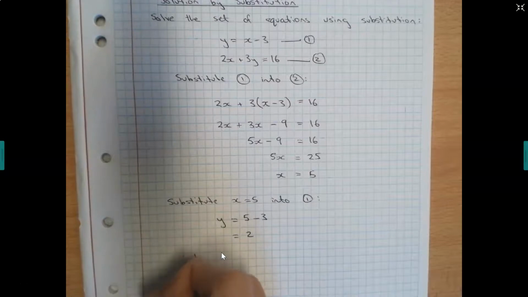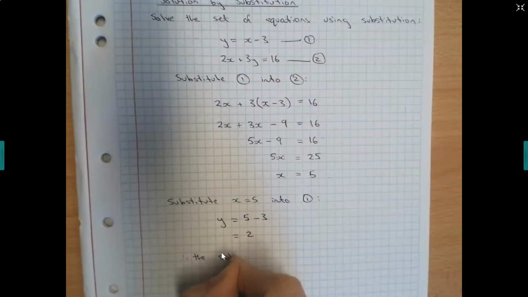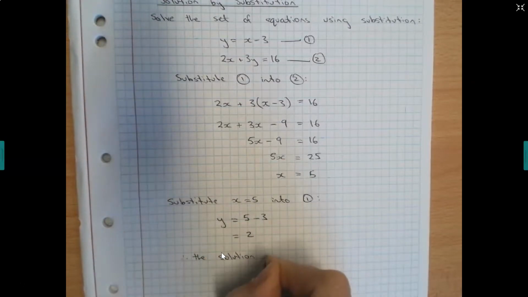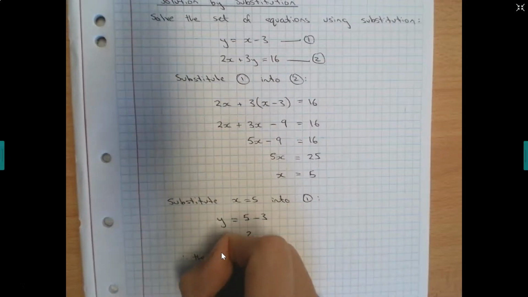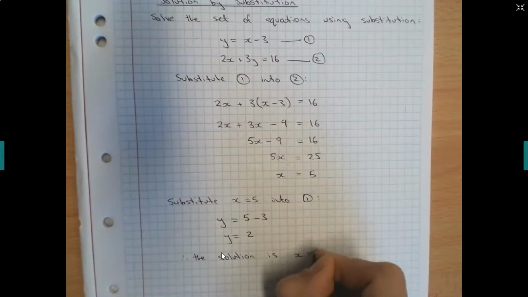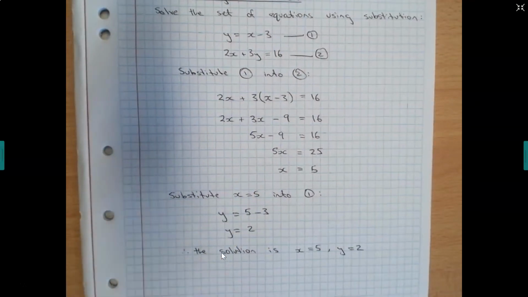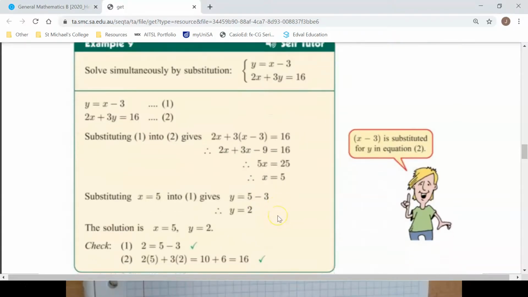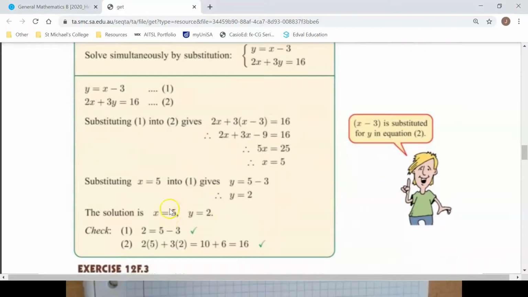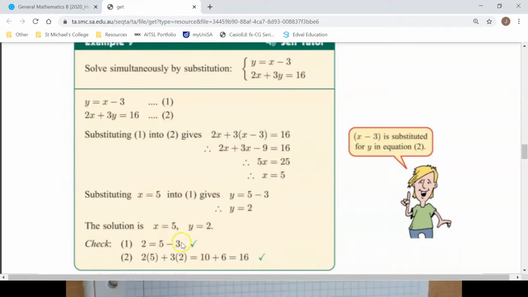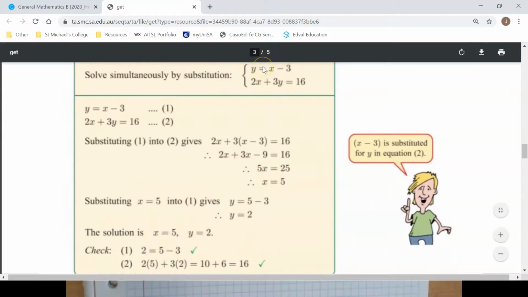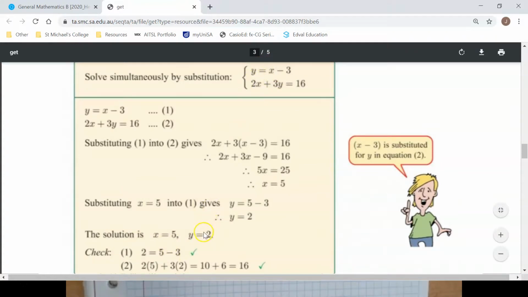So therefore, the solution is x is equal to 5, y is equal to 2. And then they do a check. So all they do is, if they want to check that this solution is correct, if we substitute those values into our first equation, so we just said that y was equal to 2 and x was equal to 5.